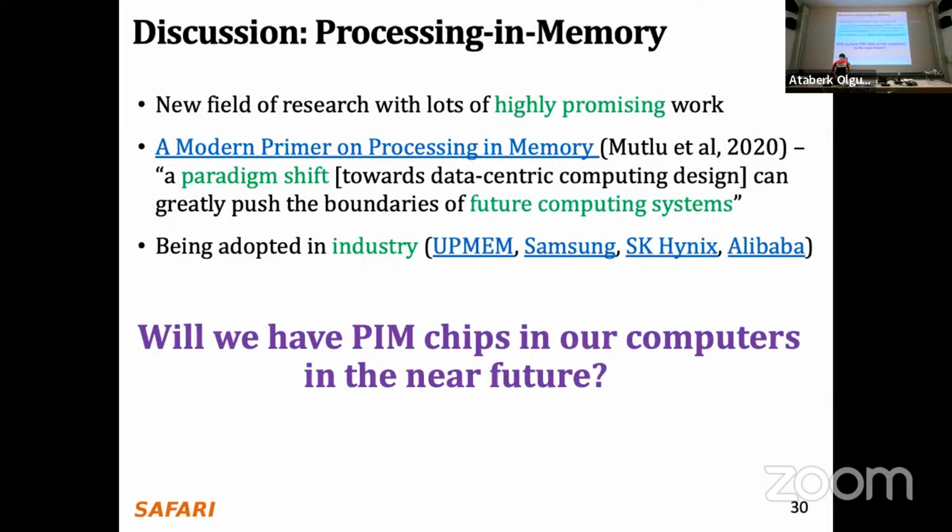Processing in memory. Will we have such chips in our computers in the near future? I think this is a really interesting question. Now, in the machine learning age, a lot of these operations are dot products and matrix-vector multiplications, which are excellent for crossbar arrays. And I think so. My hypothesis regarding this question would be yes.